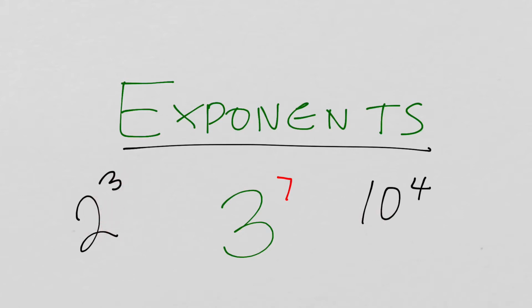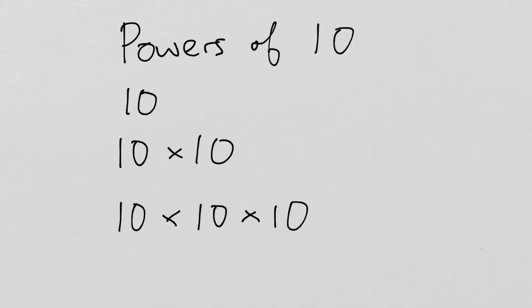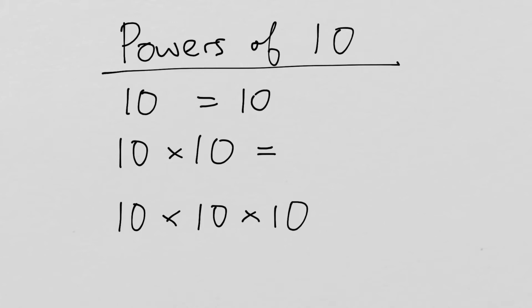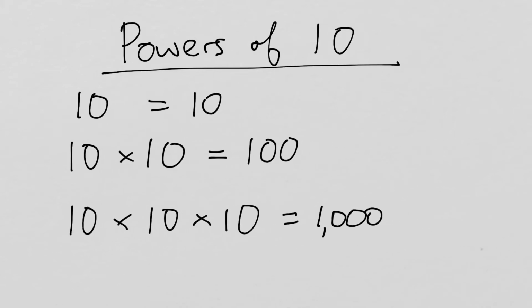And in 5th grade, we only look at the ones that have a base of 10. But it's not difficult, and I'm going to explain what these mean as we go through. So exponents. In 5th grade again, powers of 10. So 10 is equal to 10. Okay, fair enough. 10 times 10 is equal to 100, right? And 10 times 10 times 10 is equal to 1,000. So we know that.